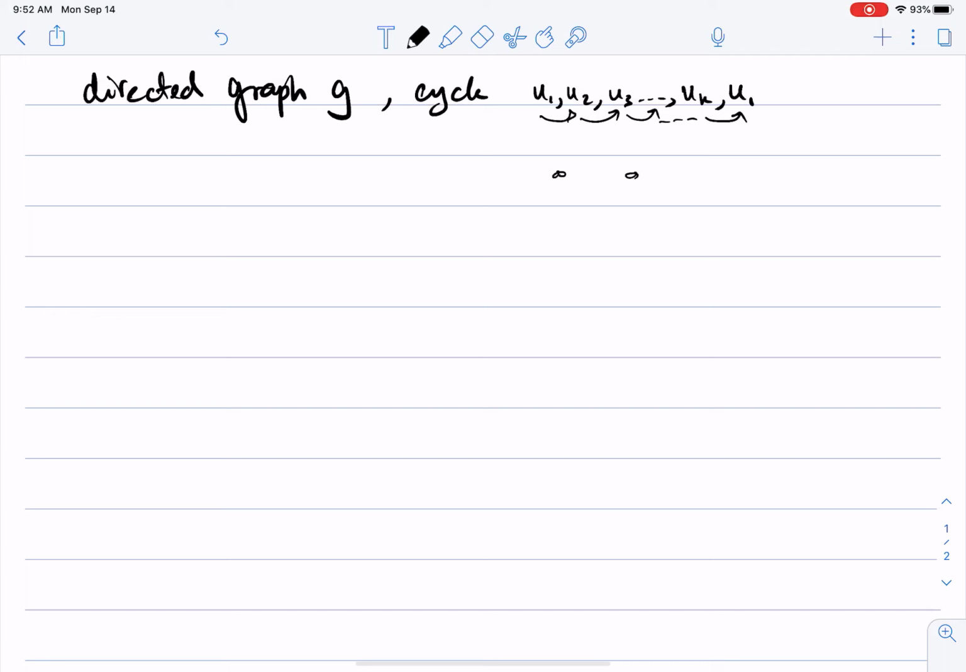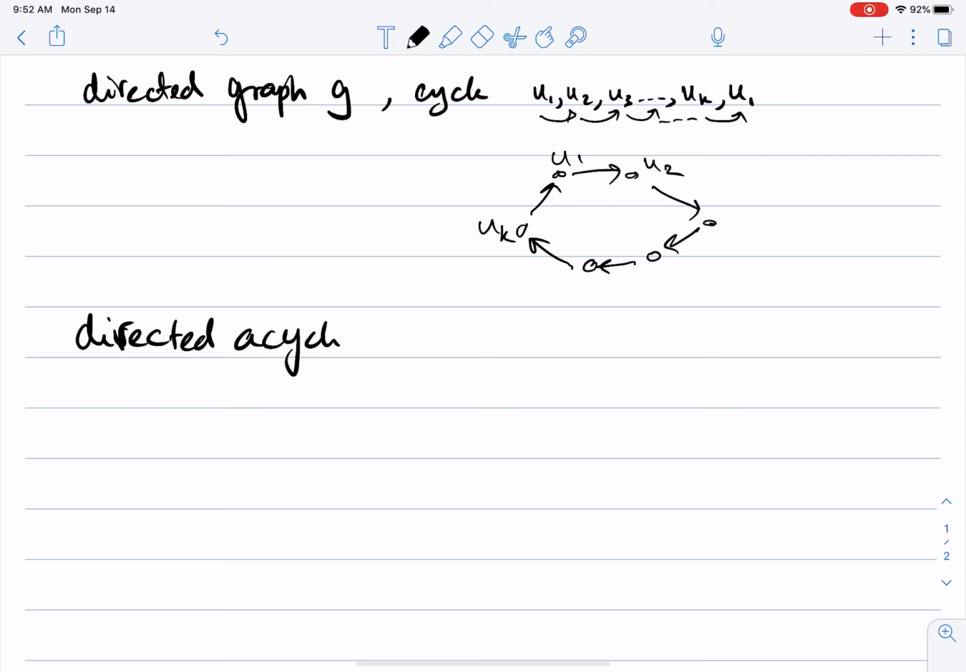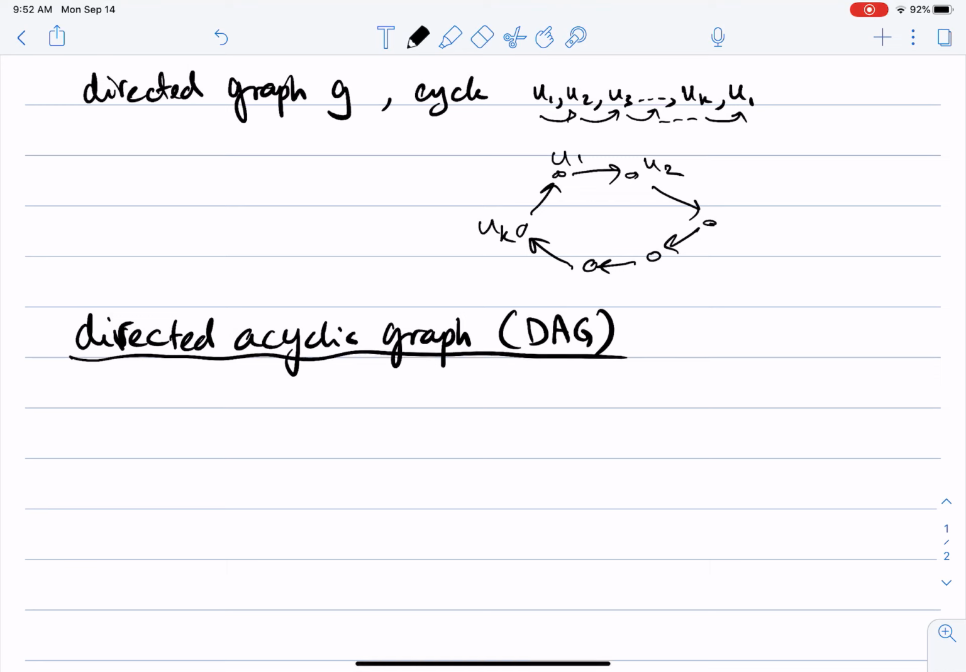So we end up having in the graph the following structure. If this is U1, U2, and UK, we have a cycle here. Now a graph is acyclic if it doesn't have a cycle. One important class of directed graph is the notion of directed acyclic graph, or DAG. A directed acyclic graph is a directed graph that has no cycles in it.